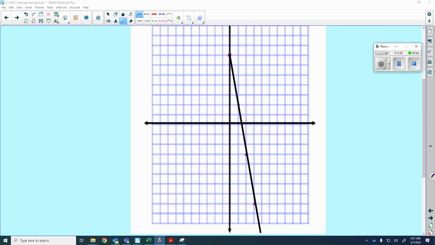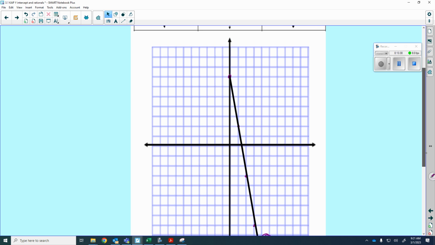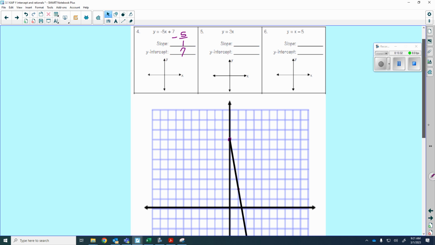The last thing you want to do with that line is go ahead and label it. This was question number 4. So go ahead and put a 4 on that very first one. That way you're labeling your lines. And you're doing 5 and 6 by yourself.